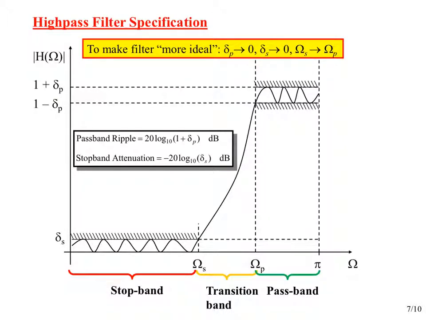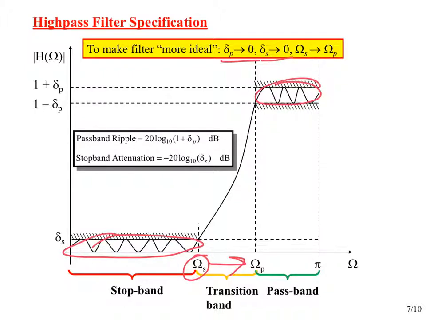So, yeah, I should have said something on the previous page. As we let delta P and delta S, well, same thing here. Yeah, this is exactly the same as on the previous one. As we let delta P and delta S go to 0, these become more and more ideal-like, and as we let omega S go to omega P, this transition region becomes narrower, and the whole thing, as we spec it here, looks more and more like an ideal filter.